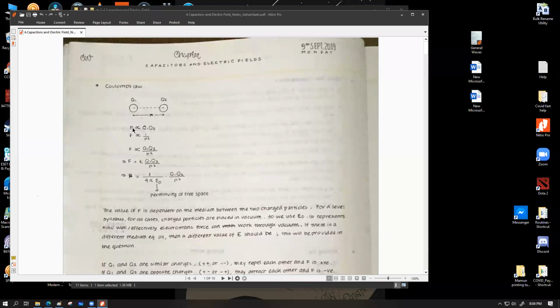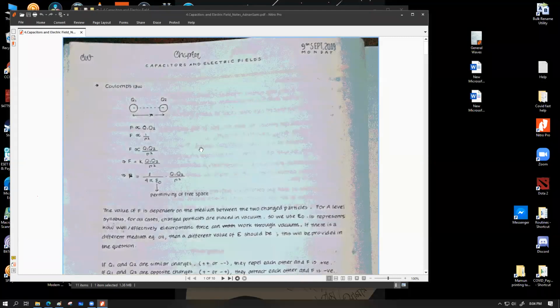That electrostatic force is proportional to the product of the charge values and inversely proportional to the square of the in-between distance, very much similar to the gravitational law. If we combine these two proportionalities, we get this one. To make this proportionality into an equation, we bring in a proportionality constant, which is K. The basic equation over here is the actual expression for Coulomb's law.